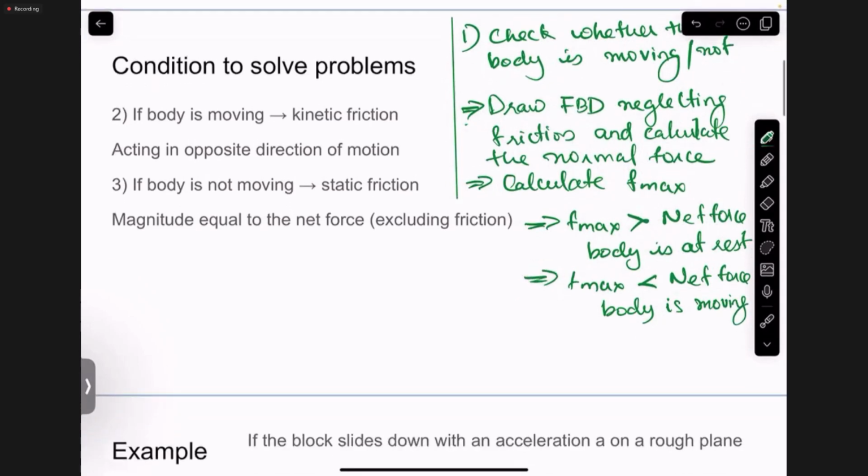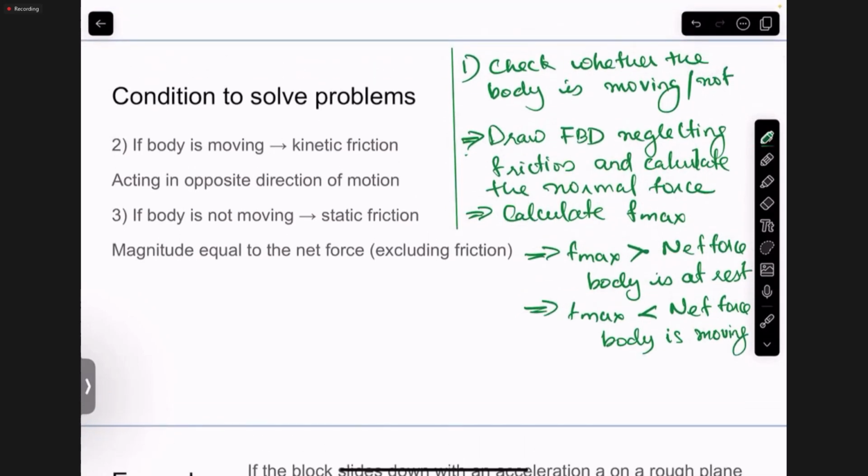Okay. So what are we supposed to do? First point is check whether the body is moving or not. For checking that, what will I do? First, I'll draw the FBD of the body, neglecting friction, and calculate the normal force. So that is how we are calculating normal force.